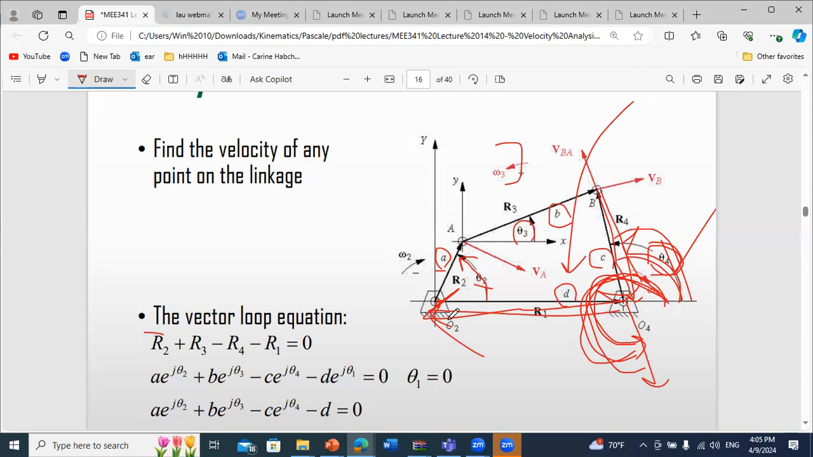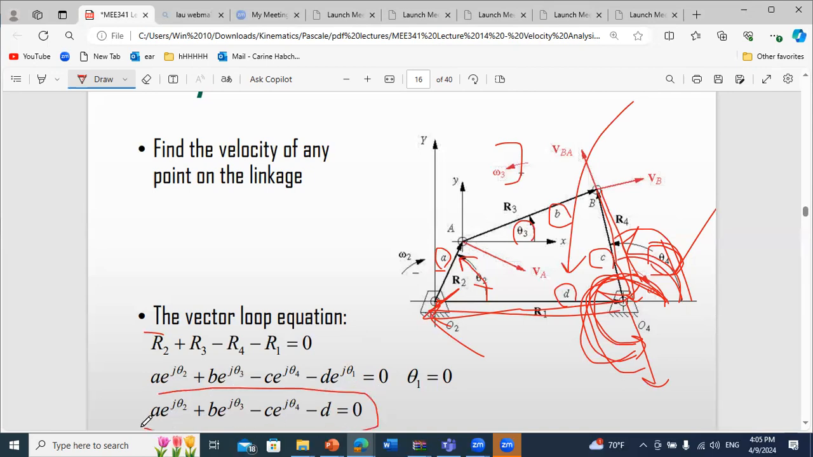In the exam, I will give you this figure with all formulas, with all results. So if in the example I give you anything changes from the parameters, I should calculate the corresponding parameters for this figure. So we write the vector loop. This is the position equation.